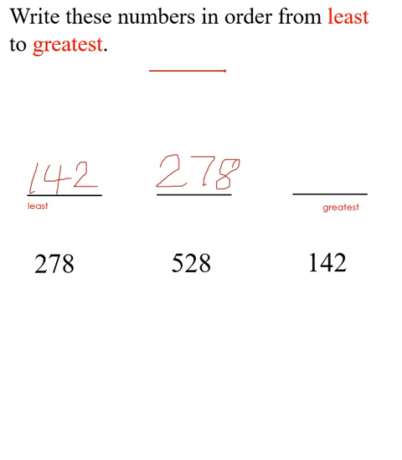And that means that 5 hundreds is more than 1 or 2, so the 528 is going to be my greatest number. So I'm going to look back and just make sure it's correct. So 142 is the least, and 278 is more than that, and my greatest number is 528. It's greater than 278. So I should have them in order from least to greatest.